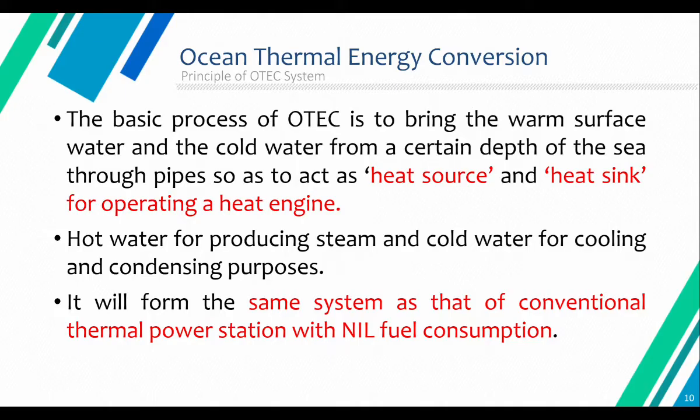The hot water is for producing steam and the cold water for cooling and condensing purposes. Same as in a conventional thermal power station, we produce steam, and with that steam we rotate the turbines connected to the generator, and there we produce electrical energy. But the problem here is that the temperature available is very low. But the advantage is that we don't need to combust anything, so there is no pollution, unlike in a thermal power station.